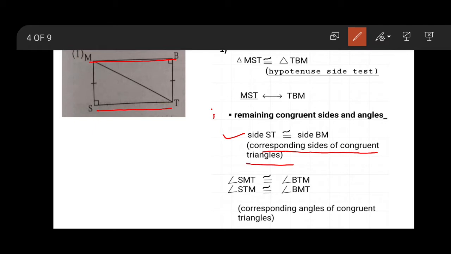Sides are done. Now the angles. Which angles are not mentioned? Angle SMT will be congruent with angle BTM. So these two angles will be congruent, which is not given in the question. Another one is STM. STM will be congruent with angle BMT. So this was another pair of congruent angles. Again, the reason will be corresponding angles of congruent triangles.